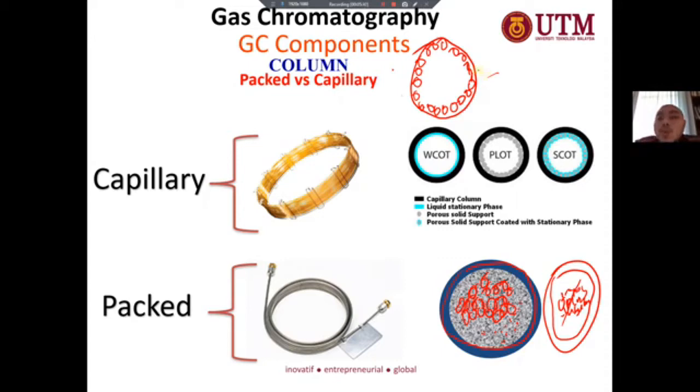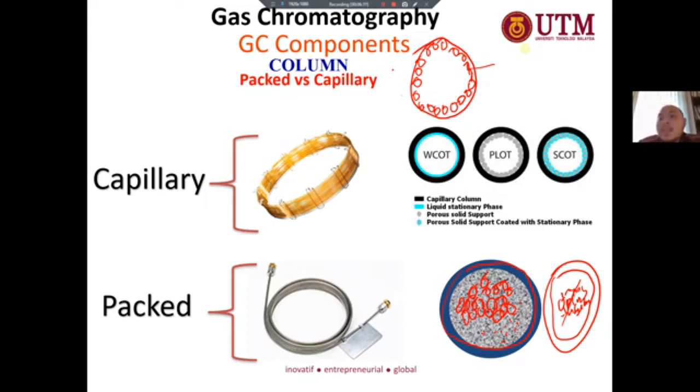Okay, so after the porous layer open tubular column, of course the efficiency increased, but the separation is not that good. It's still not great. So they invented the wall coated open tubular column. Before I go further, the other problem with the porous layer, of course, as I mentioned, it can provide a better efficiency, but still not that great.